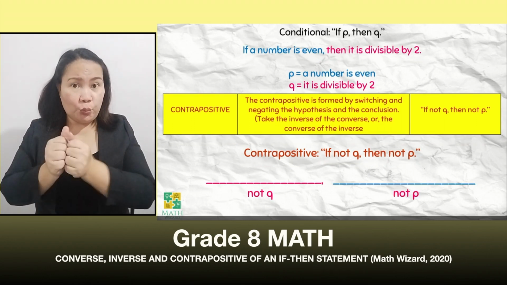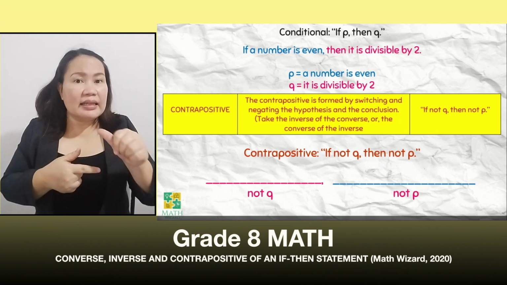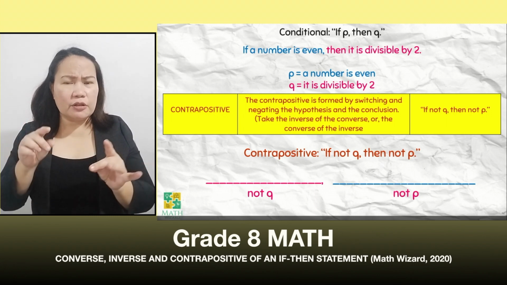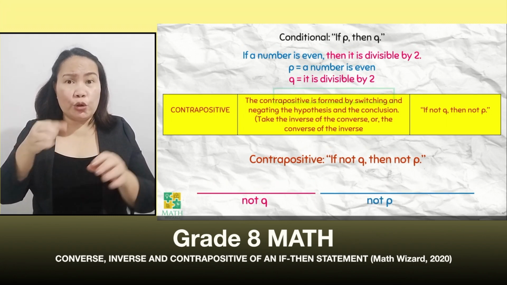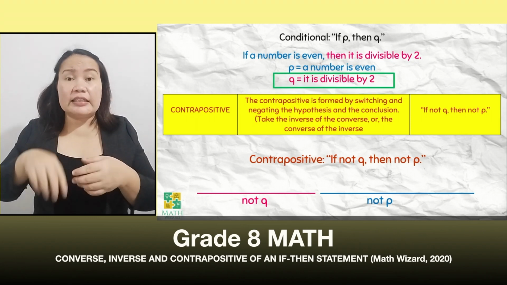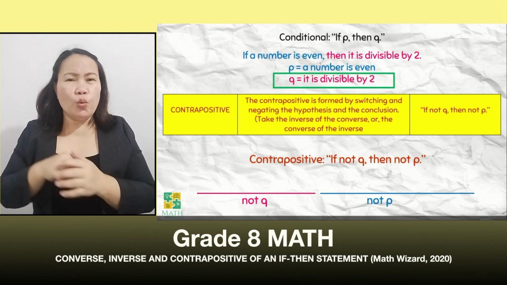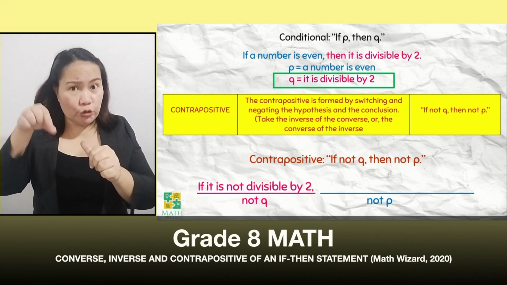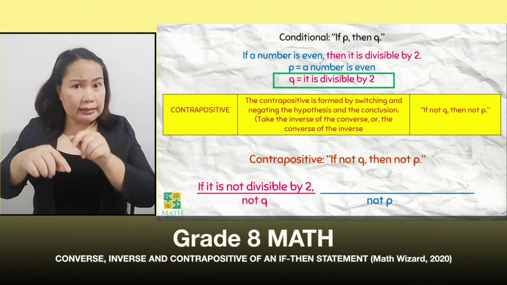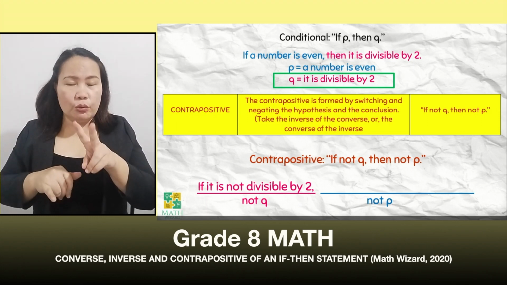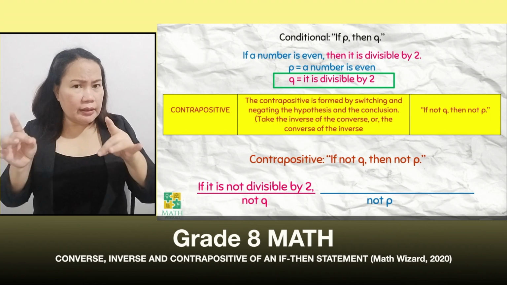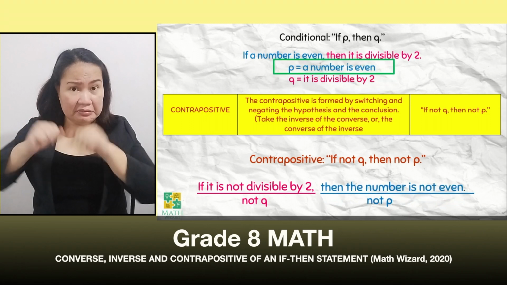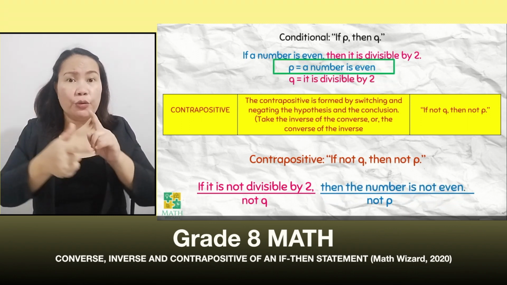Okay, sulat muna natin this way. Not Q and not P. Okay? Ano yung value ng Q natin? Or ito yung ating conclusion. Ang ating conclusion ay it is divisible by 2. Ano yung contrapositive niya? Not Q. So, ang magiging statement natin ay, if it is not divisible by 2, okay, then not P. Ano yung value ng P natin? A number is even. Then, the number is not even. Okay?